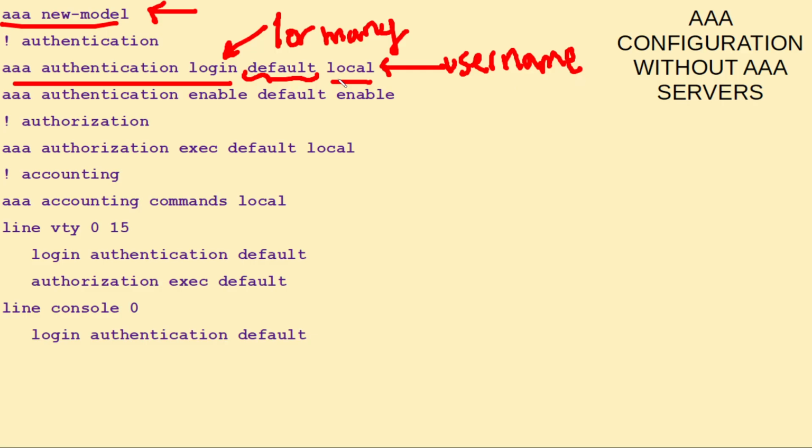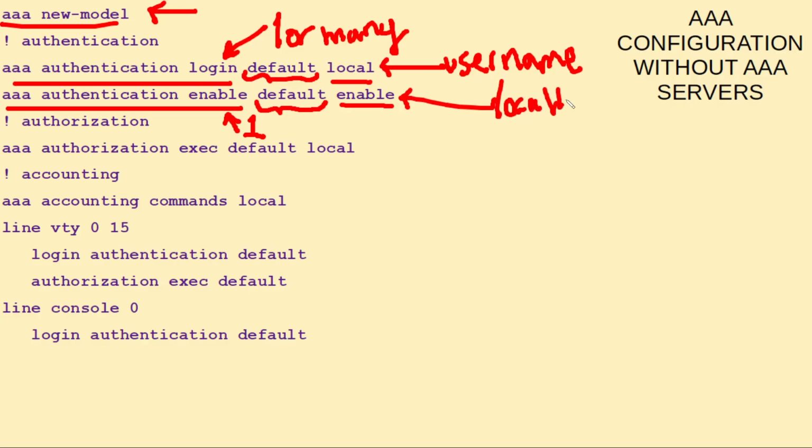Now, in order to validate enable passwords, we are going to create this method list that we are going to call default with the command AAA authentication enable. For this feature, we usually only create one method list. This method list only includes one method. In this case, this method indicates that we are going to rely on locally stored enable passwords. For instance, the ones created with enable secret or enable password commands.